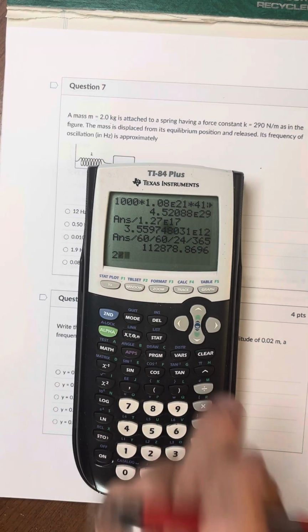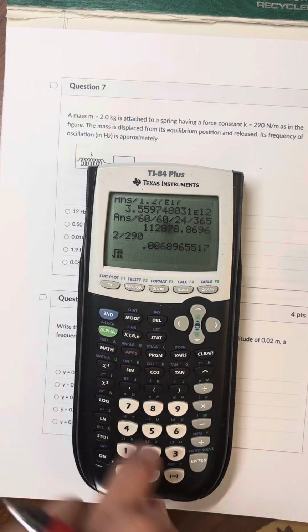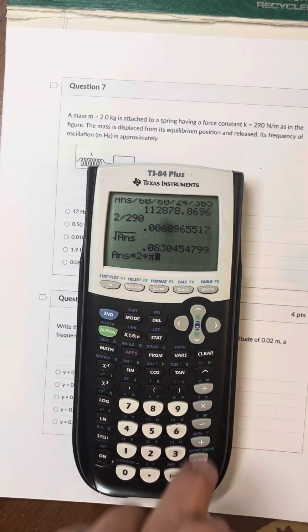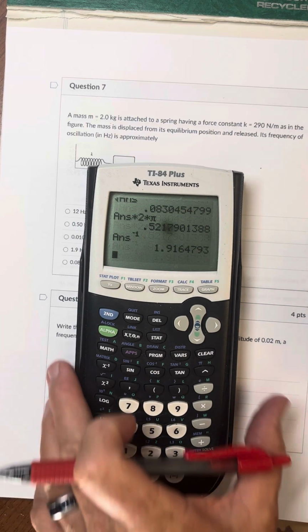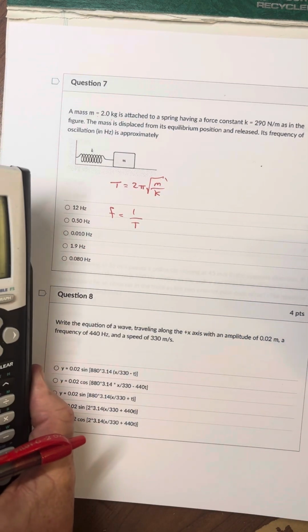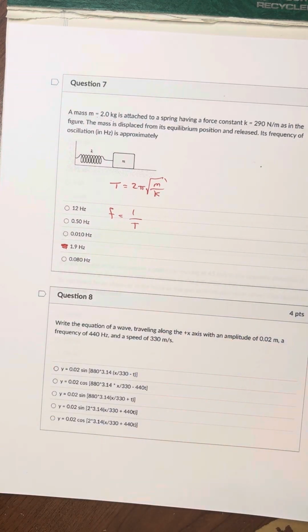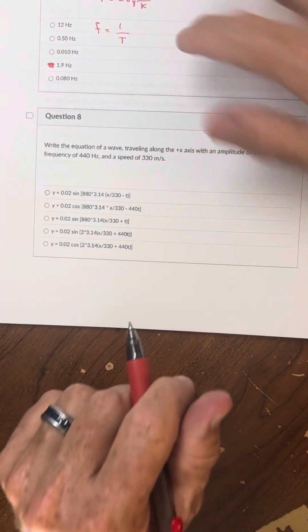So I'll take the mass and divide it by k, 290, and then take the square root of all that, multiply by a 2, and also multiply by pi. So there's the period. Reciprocal of that would be the frequency. And so we're looking at 1.92 hertz, and 1.9 would be the closest there. So that would be D. D is in dog. Okay. Now, finally, a shorter calculation. Did have 2 steps, though.